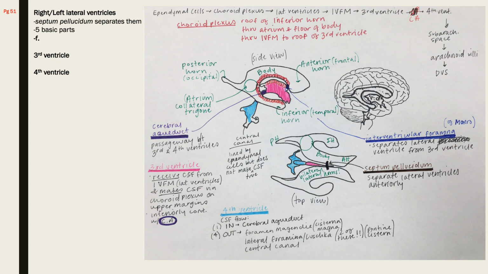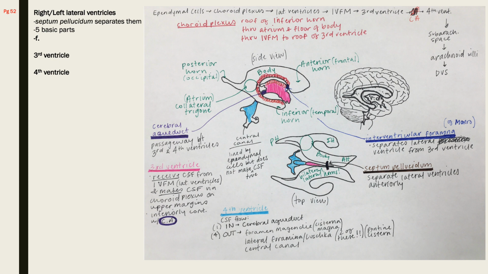There's a note 3c that says inferiorly, the third ventricle is continuous with the cerebral aqueduct. So be aware of that. If you know the cerebral aqueduct connects the two numbered ventricles, 3 and 4, that should be pretty easy for you.